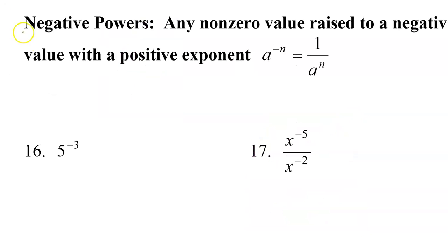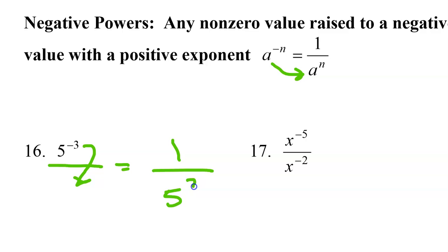Kabam! I mentioned this briefly before, but if you have an expression raised to a negative power, you move that expression to the other side of the fraction and make it a positive power. So if I have 5 to the negative 3 power, I'm going to take this expression and drop it down to the denominator. So I'm going to have 1 over 5 to the positive 3 power.